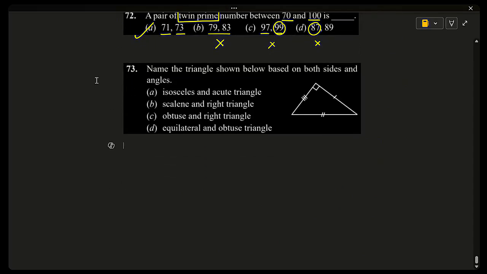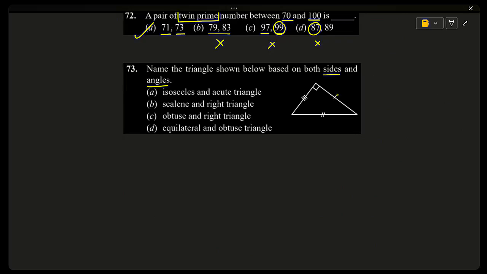73. Name the triangle shown below based on both sides and angles. Based on sides and based on angles, we have two classifications of triangles. Based on sides, we have equilateral, isosceles, scalene. Based on angles, we have acute triangle, right triangle, and obtuse triangle. So considering both sides and angles, we have to decide.